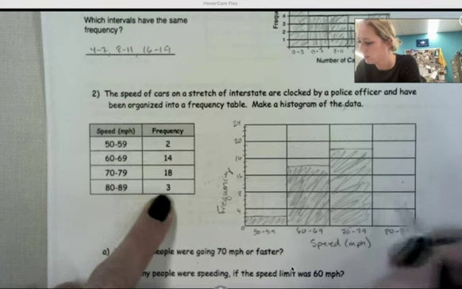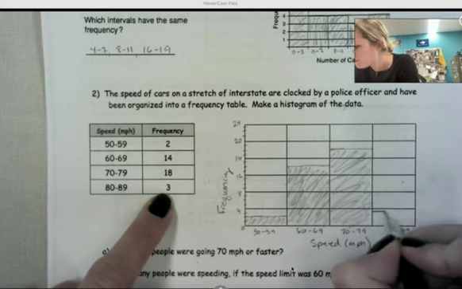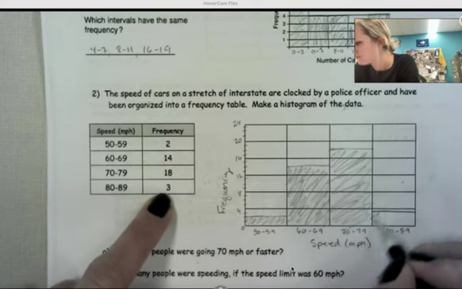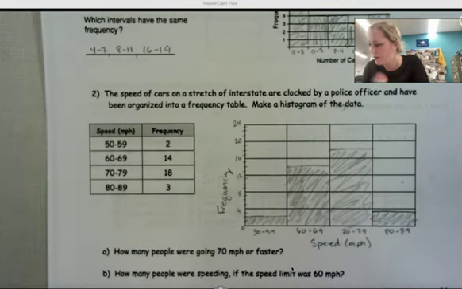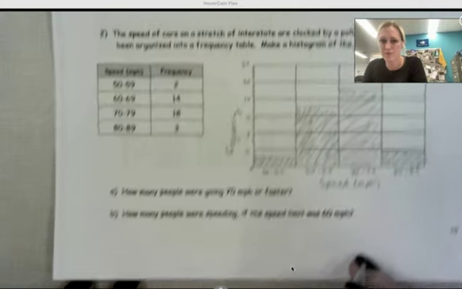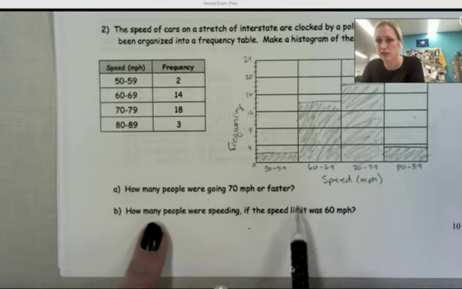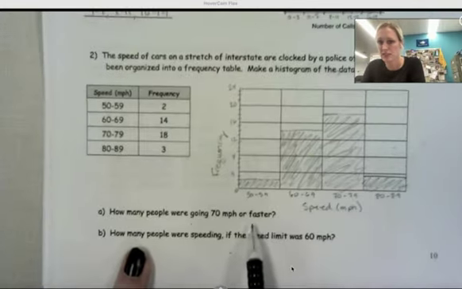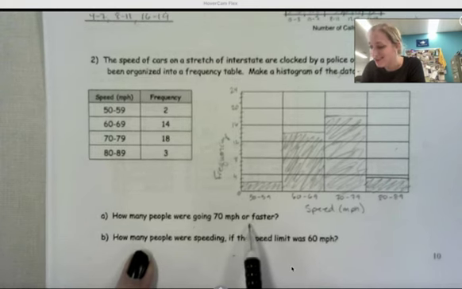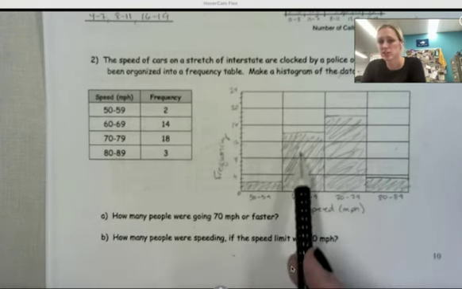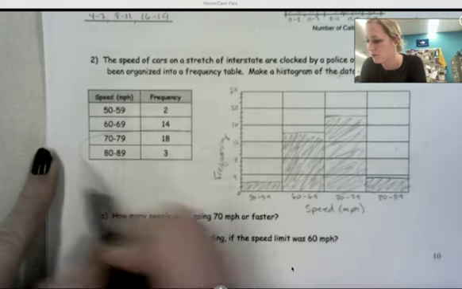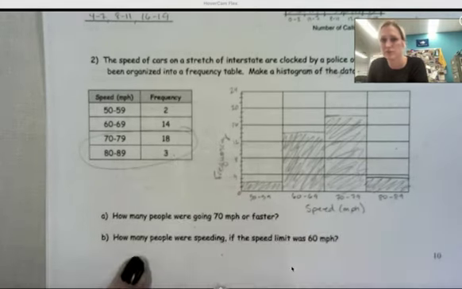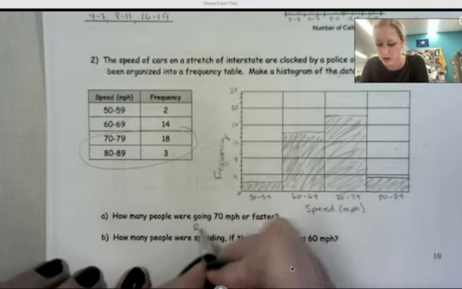And 80 to 89, there were 3. Okay, so there's my bar graph or histogram. Now they're asking some questions about the data, saying how many people were going 70 miles per hour or faster. Again, we can use the histogram or the frequency table. So 70 miles per hour or faster would be these 2 ranges. So 18 plus 3 is 21.